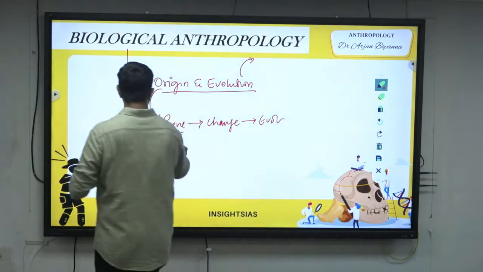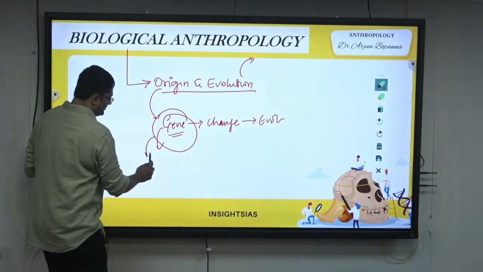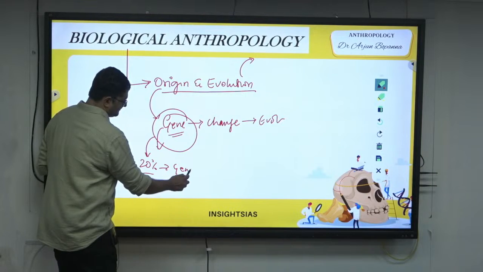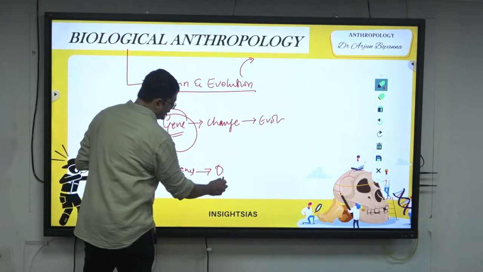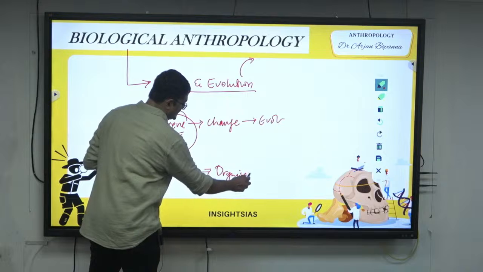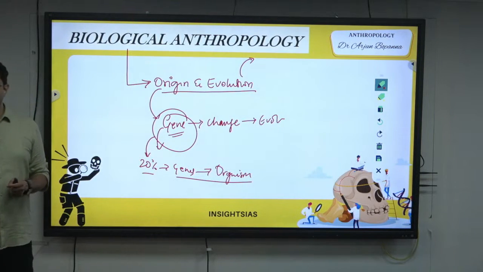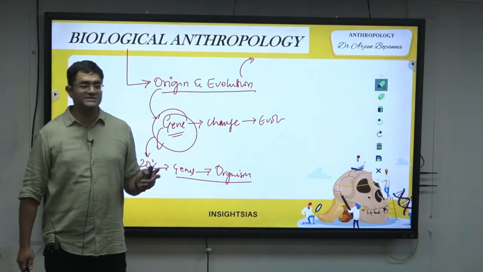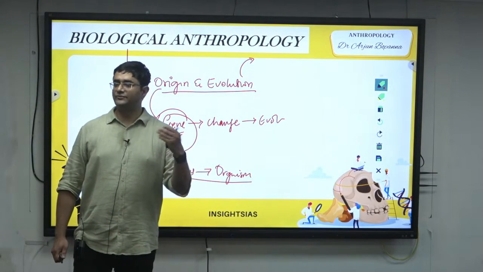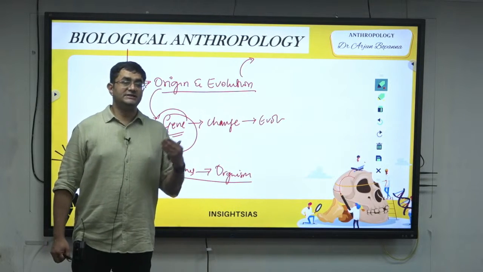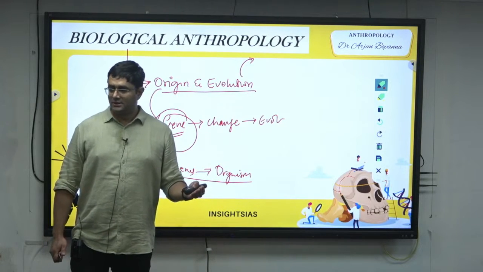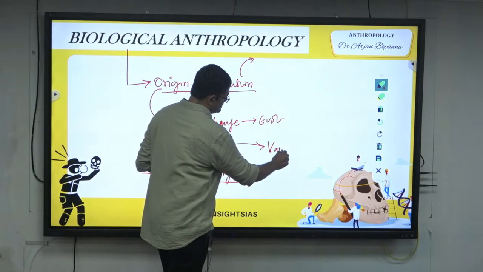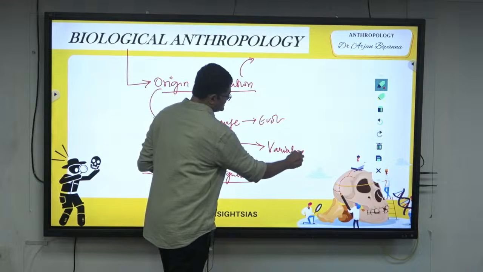Therefore, in biological anthropology, about 20% of the topics we will be studying are about genes and how they shape the organism. You might have studied in school Mendel's principle, Mendel's law. Yes, so those things we will be studying to understand how the genes are expressed. While studying this, we also study human variation. So that is the main focus.